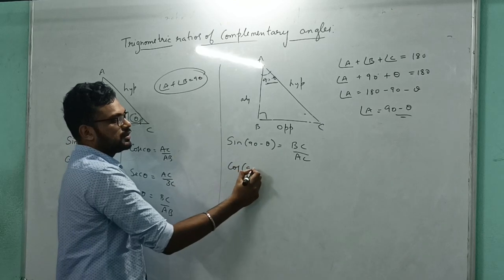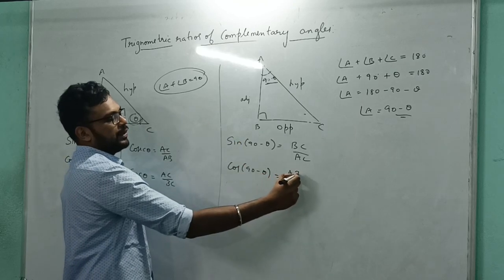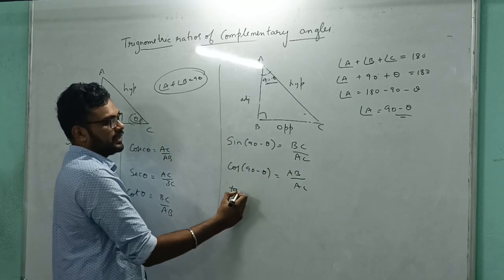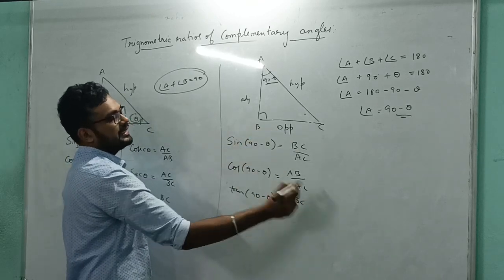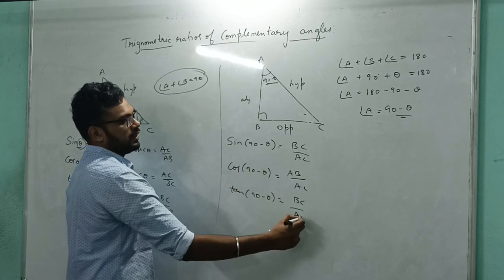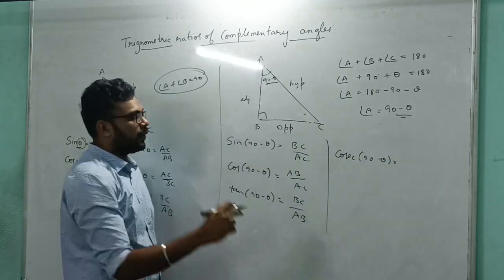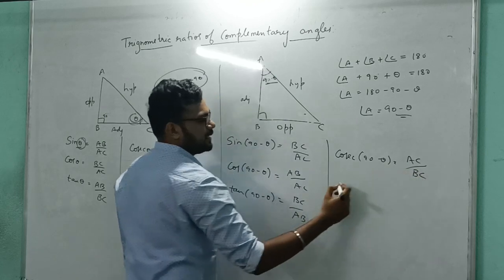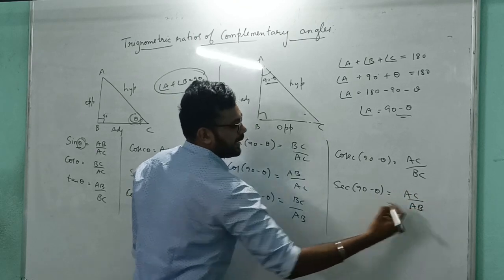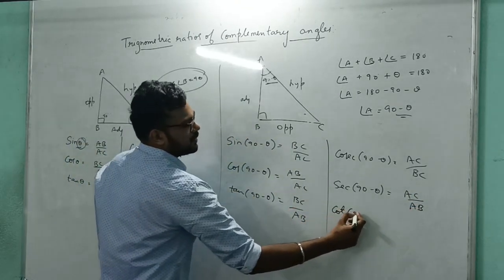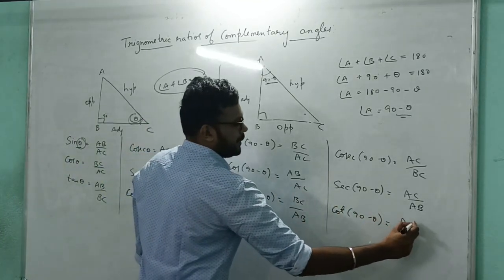What about cos? Adjacent by hypotenuse. Adjacent is AB, hypotenuse is AC. Tan, opposite by adjacent. Opposite is BC, adjacent is AB. Then cosec, hypotenuse by opposite. It will be AC by BC. Secant, hypotenuse by adjacent. It will be AC by AB. Now cot, adjacent by opposite, AB by BC.